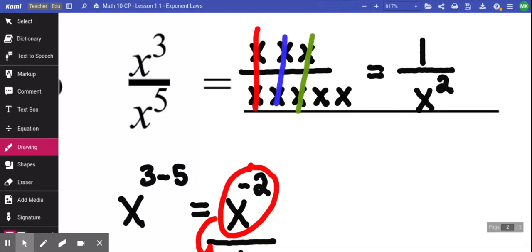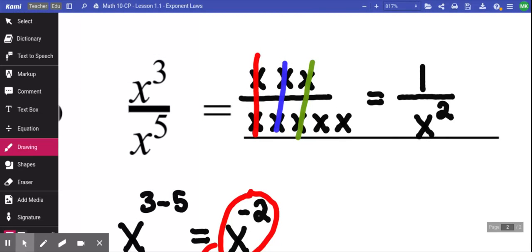Instead, I like to look at the original question and be like, all right, I had 3 versus 5. That means 3 and 3 will cancel out, and 2 will be left over on the bottom. That's how I do it.